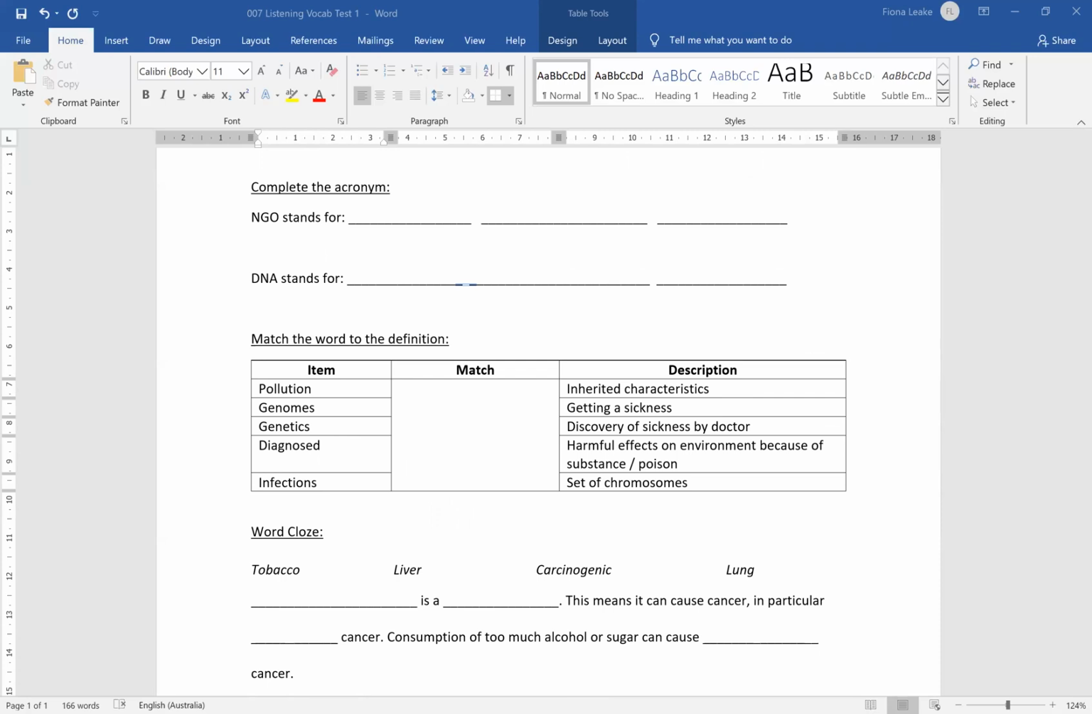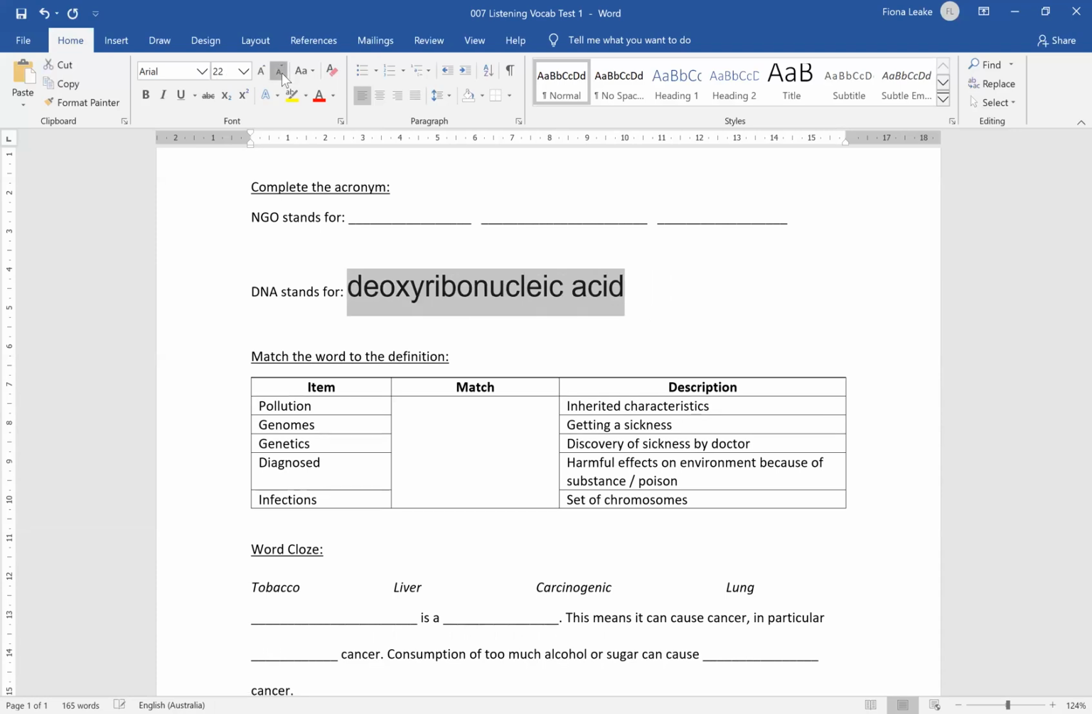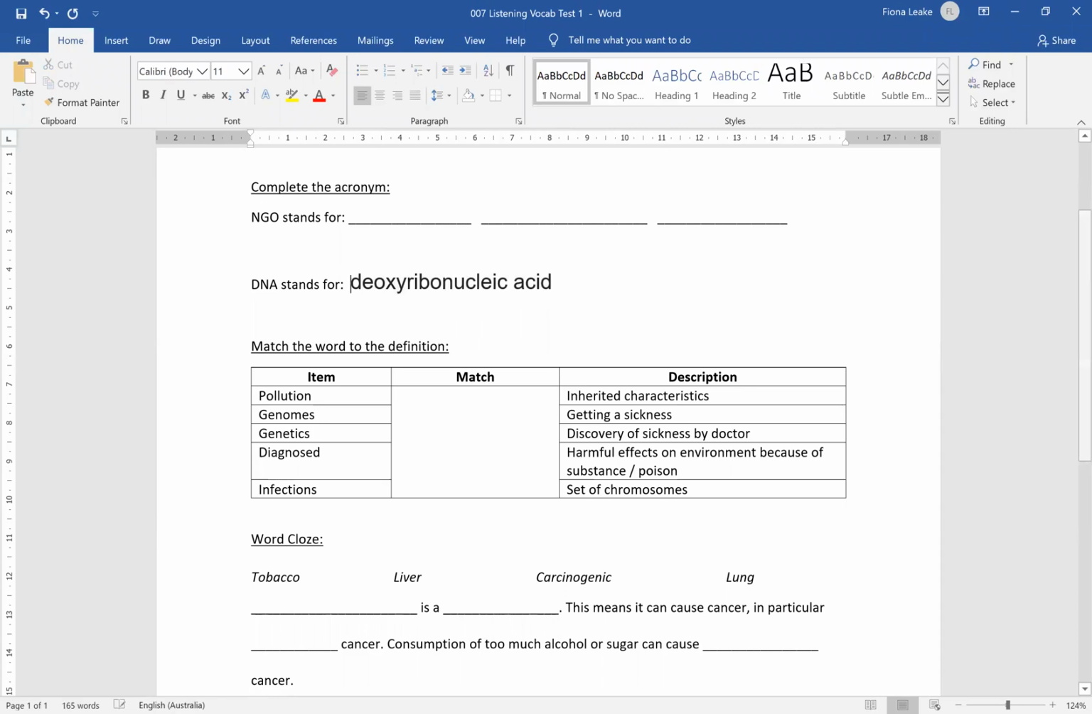So NGO stands for non-governmental organisation. And DNA stands for, actually, I might pop this word in for you. So DNA stands for, hopefully you have remembered this, deoxyribonucleic acid. If you would like to understand how that's pronounced properly, please ask Mayuri because I cannot pronounce that. But that is what DNA stands for. Okay, so that's 1 mark, 2 marks.